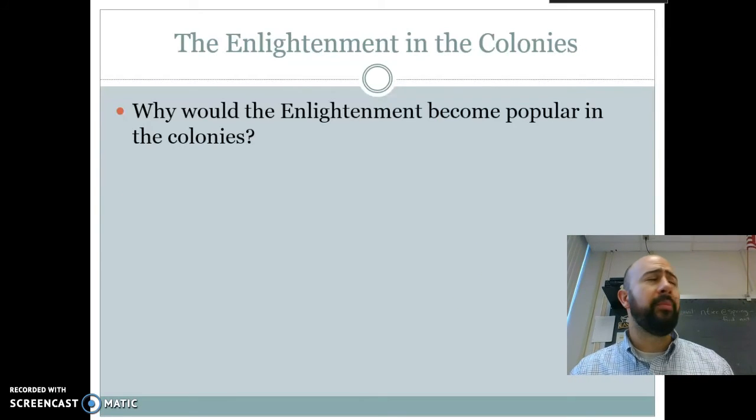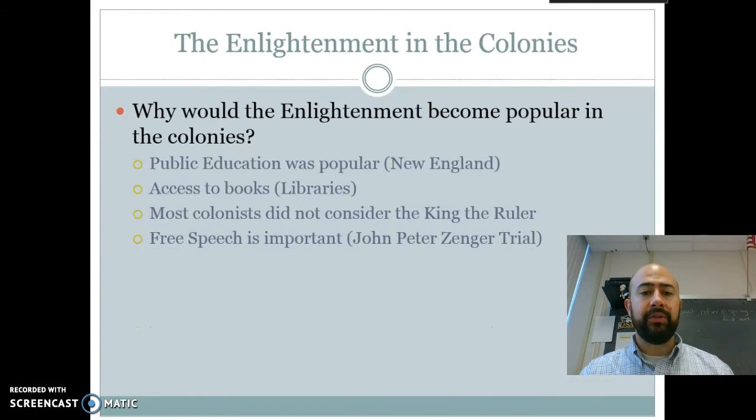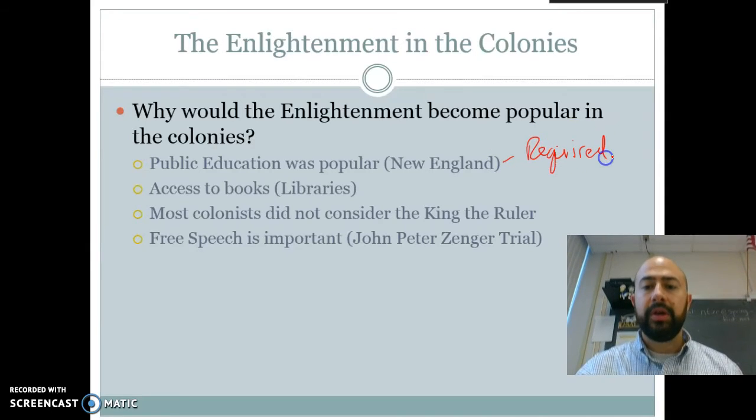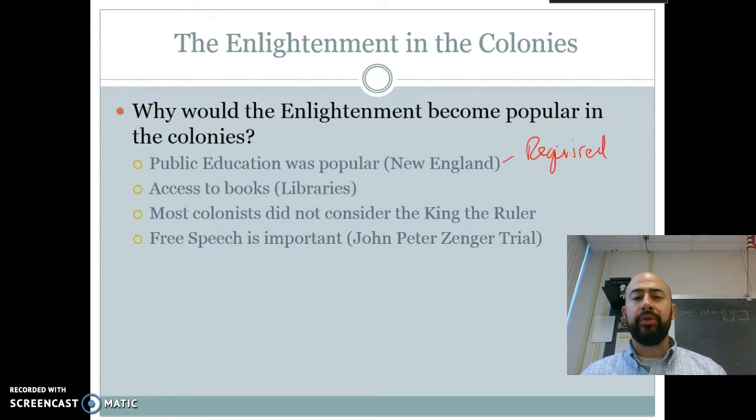So why would the Enlightenment become popular in the English colonies? Well, there are a few really key reasons. Number one, public education was popular in the colonies, and particularly in New England. As we'll see when we move forward a little bit and look at some of our sources, public education was actually required in all of the New England colonies. So all kids had to go to school until they were about 12 years old, and they learned reading, writing, arithmetic, and they also learned moral values, and we'll look at that in some greater detail.